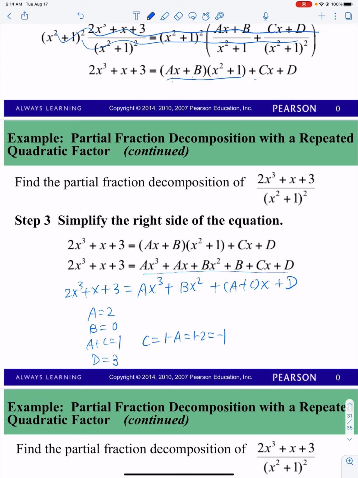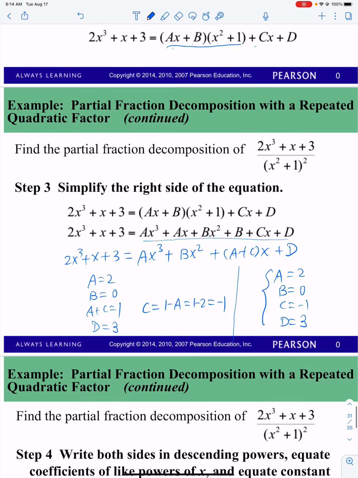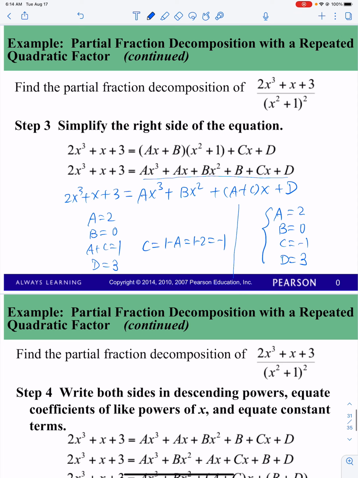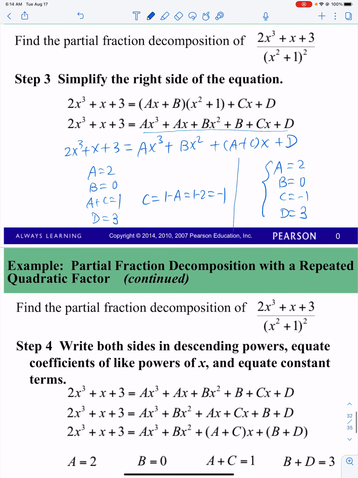So then what do we have here? Then it will be A equal to 2, B equal to 0, C equal to negative 1, D equal to 3. Oh, super nice, yeah. So this tells you it seems complicated, but it actually turns out to be easier than the other one, yeah.